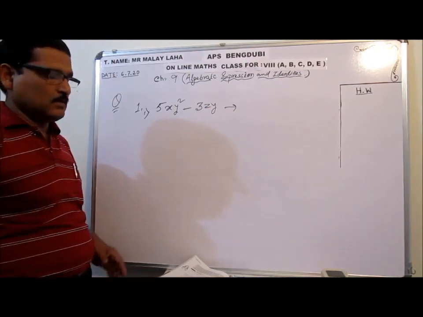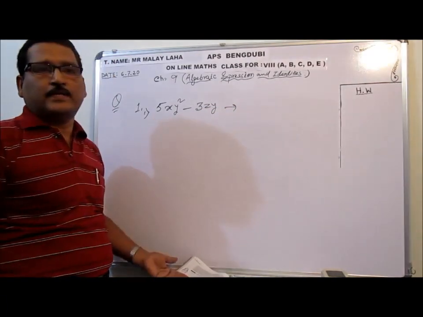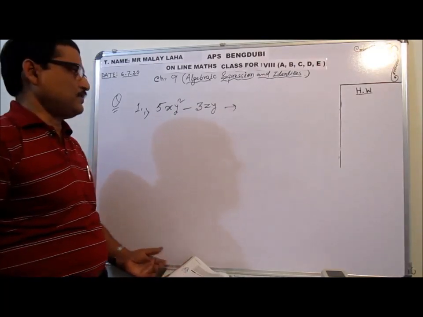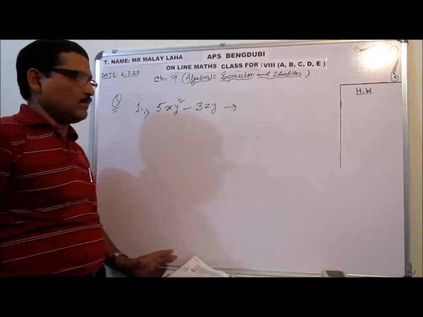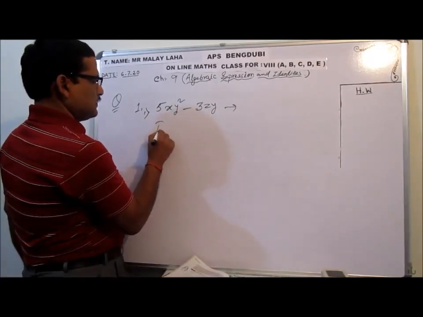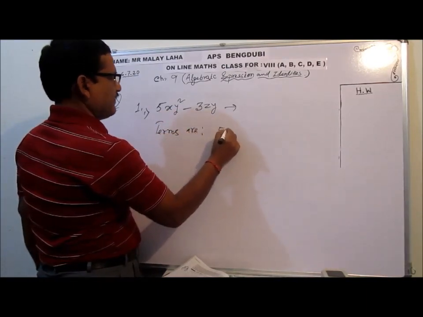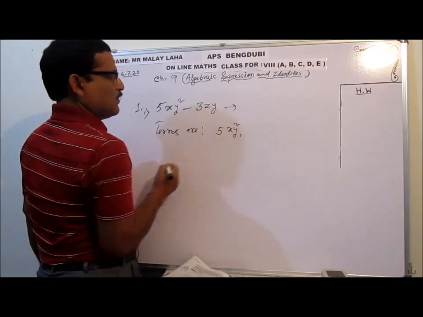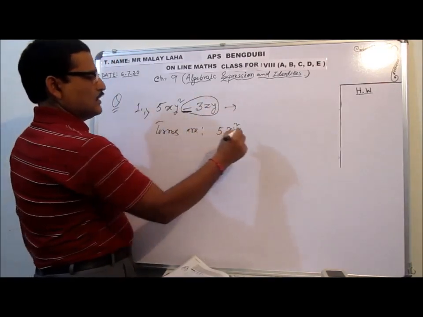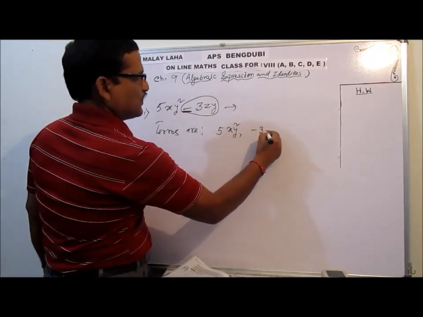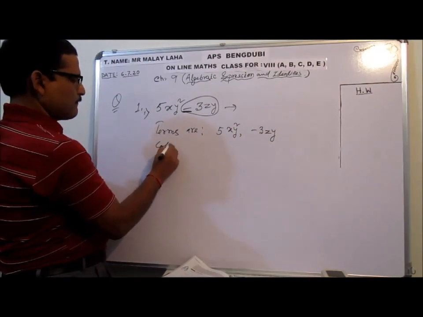What are they asking? The first part is to find out the terms, and the second is what the coefficient is. When you say coefficient of the term, it means only the numerical factor. Okay, so the terms here are 5xy square, comma, and this minus sign will include the next term, minus 3zy. These are the terms, and the coefficients.